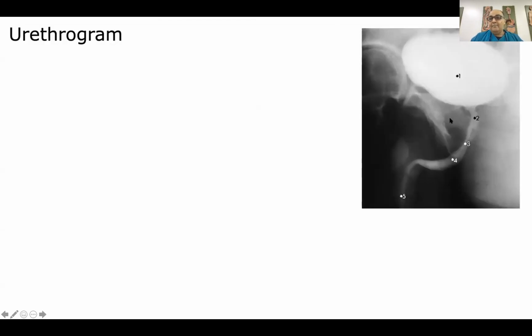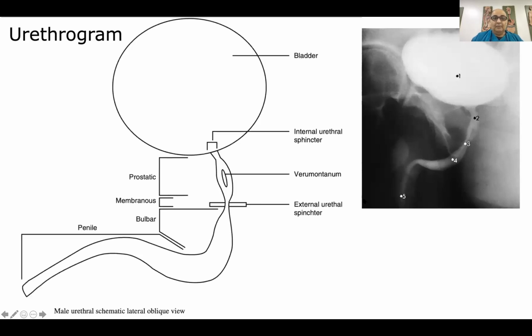Now, on an X-ray, you can see the different parts and their labels. I have just talked about it, and you can connect to that. I don't think there is any rocket science. Everybody can understand. This is just mix and match to help you understand the location of different structures on a urethrogram. So be good with the urethrogram.